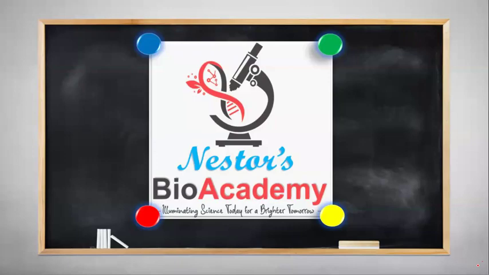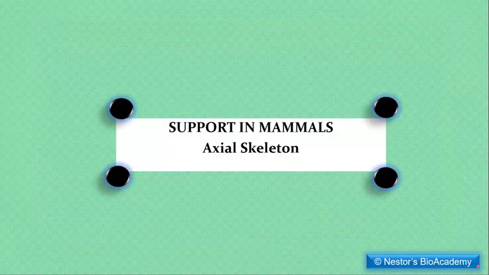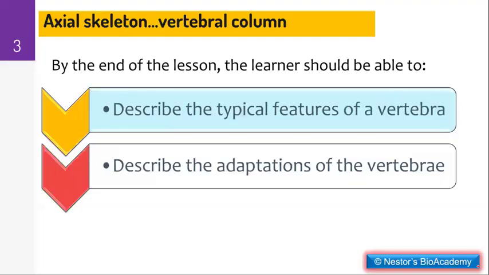And in this video today, we are going to further our learning on the axial skeleton, with the special focus being on the vertebral column. So by the end of this session, you need to be able to describe the typical features of a vertebra, describe the adaptations of the vertebrae, and identify the various types of the vertebrae that we have.